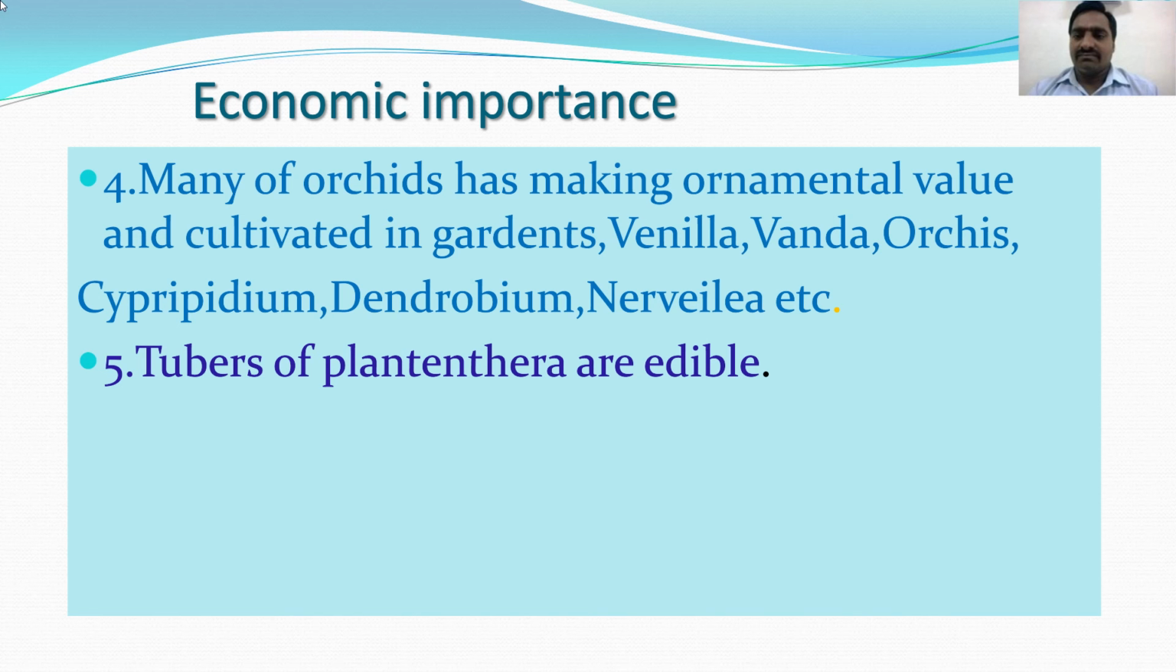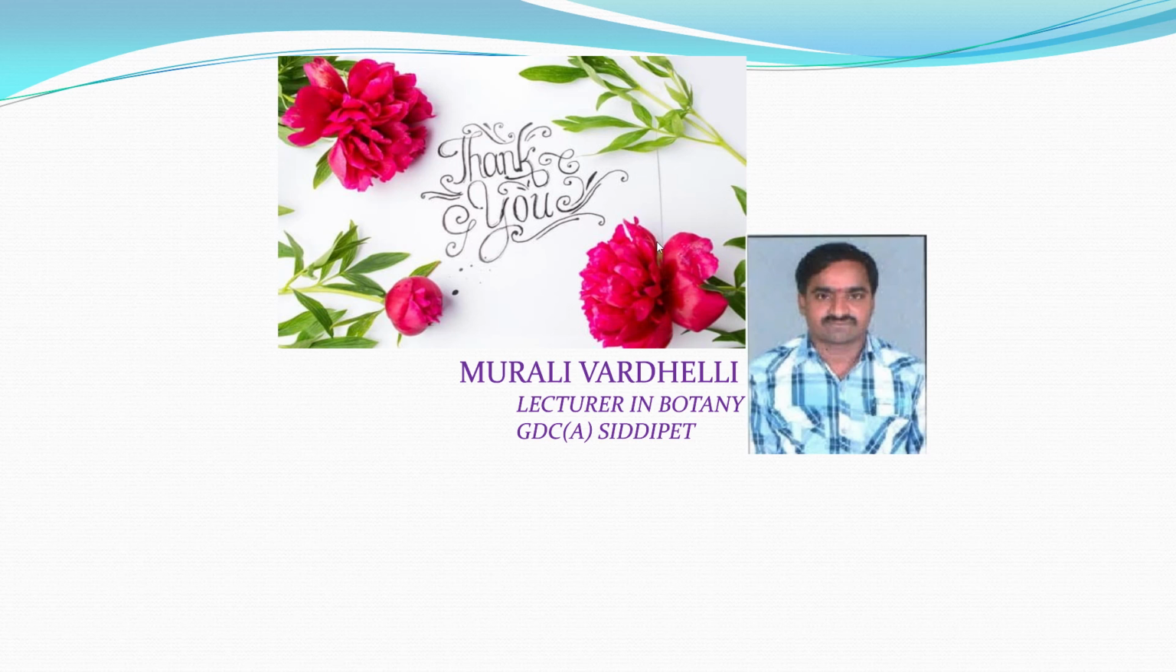Next, another economic importance is that many orchids have international value and are cultivated for garlands: vanilla, vanda, orchis, cypripedium, dendrobium, nervilia. Tubers of Platanthera are edible. So in Platanthera, edible tubers are present. This is the Orchidaceae family.